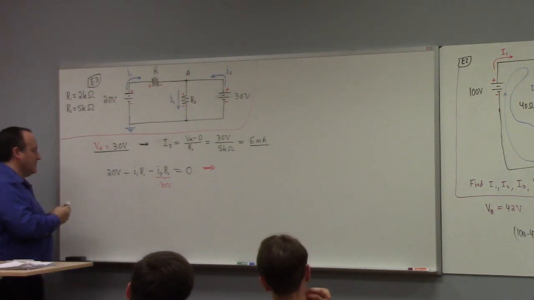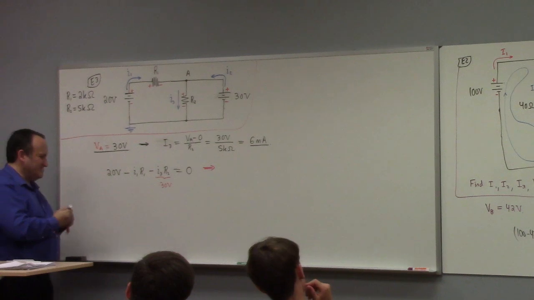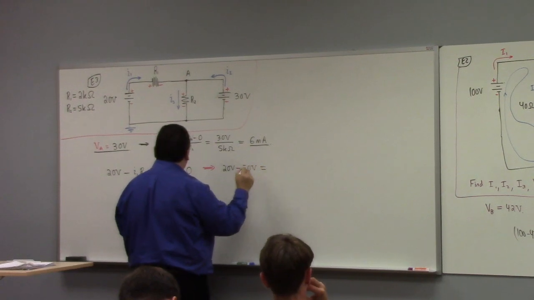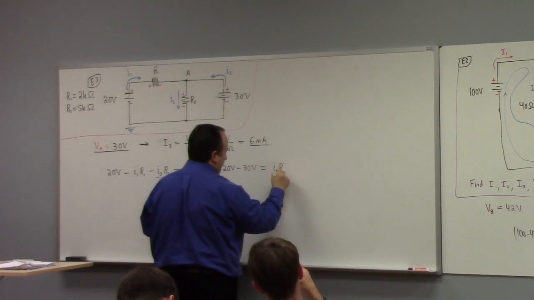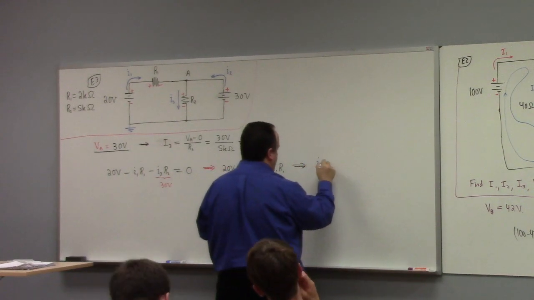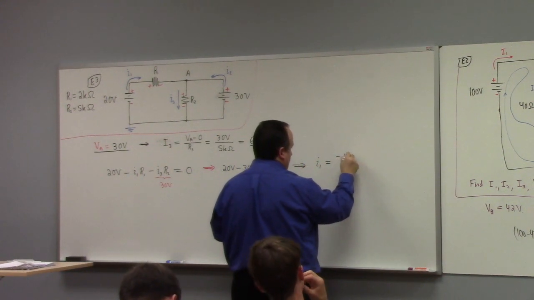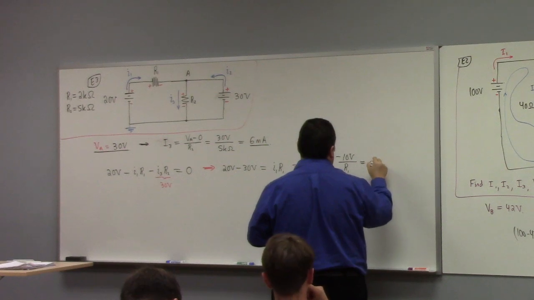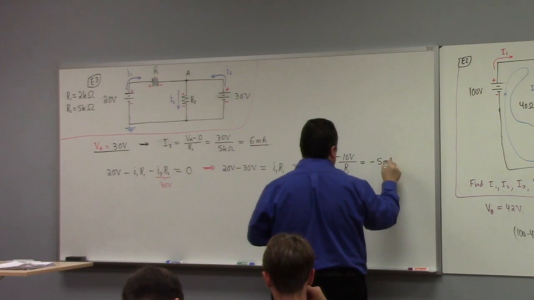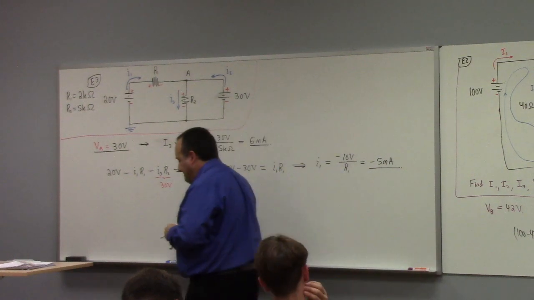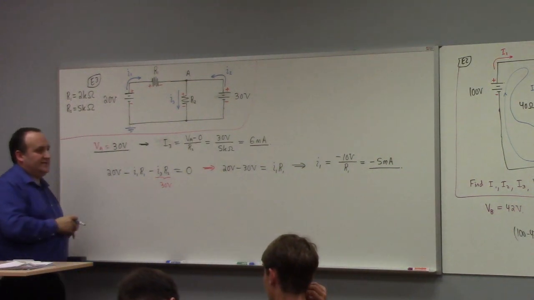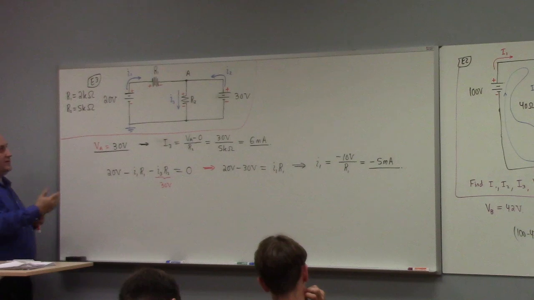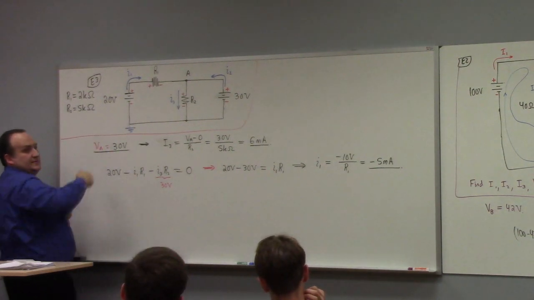that 20 volts minus 30 volts is equal to I1 R1, which tells me that I1 is minus 10 volts divided by R1. But R1 was 2 kiloohms, so this is minus 5 milliamps. I1 is minus 5 milliamps. This can happen. All that means is that the current's actually flowing this way, right?